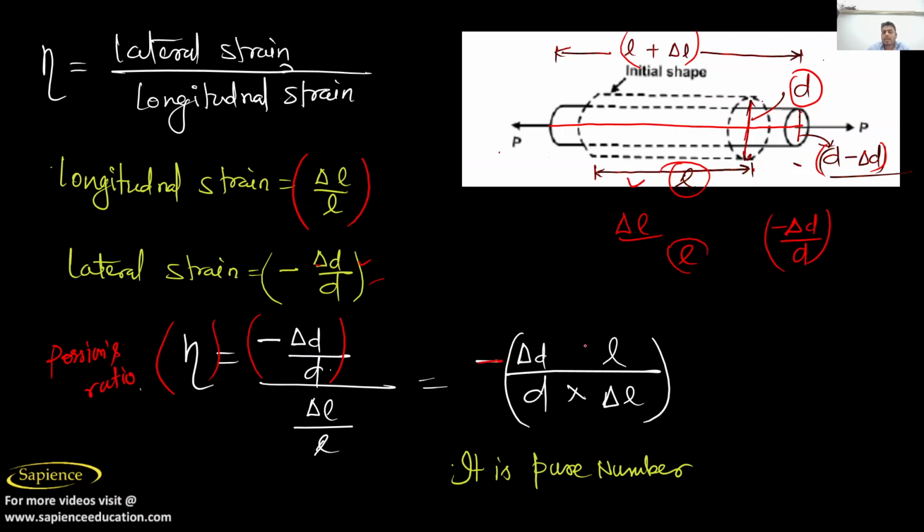So finally we are getting delta D by D divided by delta L by L, and this is a pure number. Okay, no dimension, no meter, no units, only a pure number. So this is what Poisson's ratio is. I hope you have understood Poisson's ratio now.